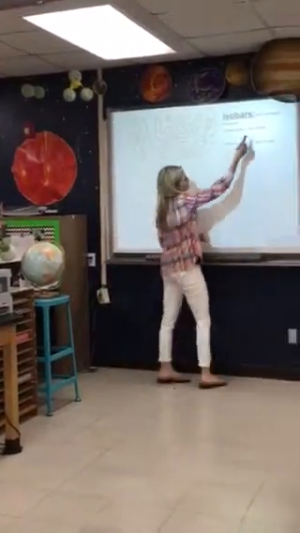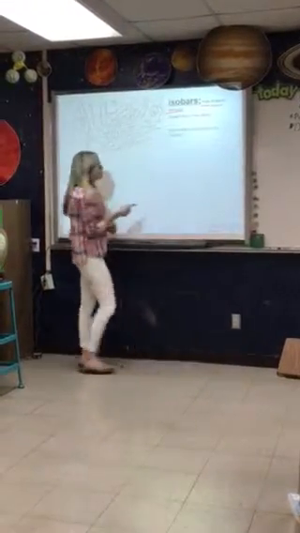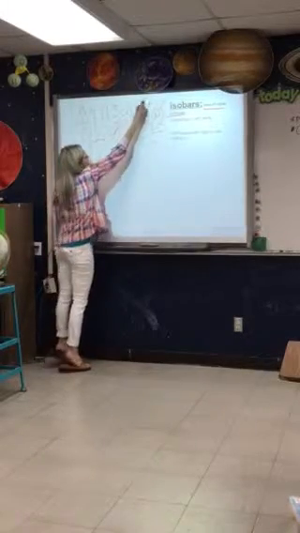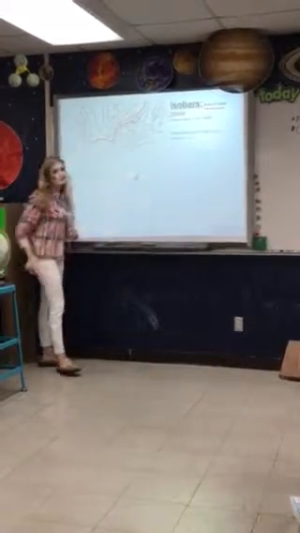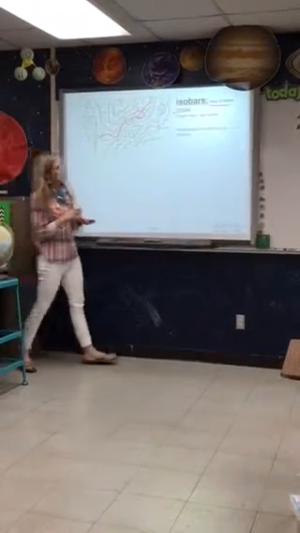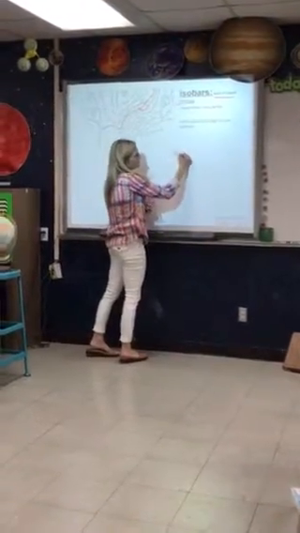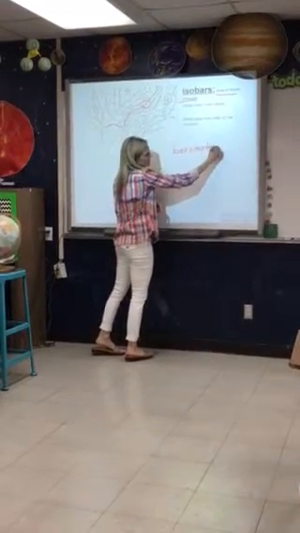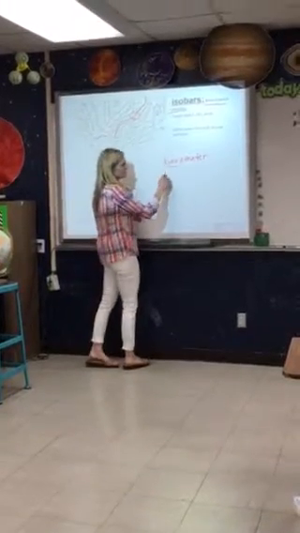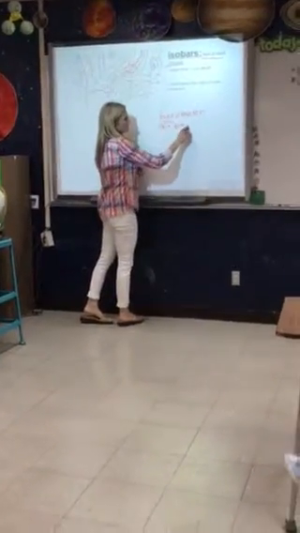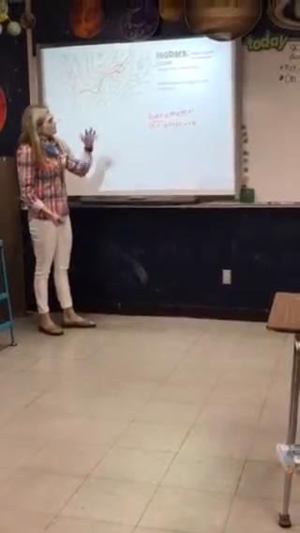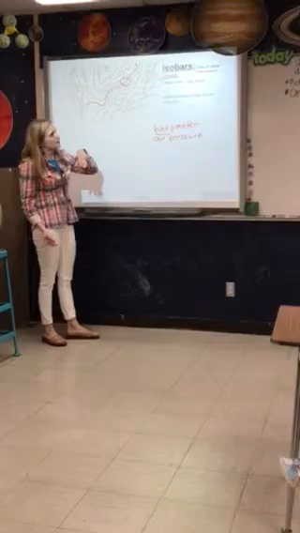But these isobars are actually lines of equal pressure. So everything along that line indicates the same pressure, the same amount of air pressure. Isobar actually comes from the word barometer, which is the instrument that scientists use to measure air pressure. So that's why they call it an isobar. So again, these are lines of equal pressure.